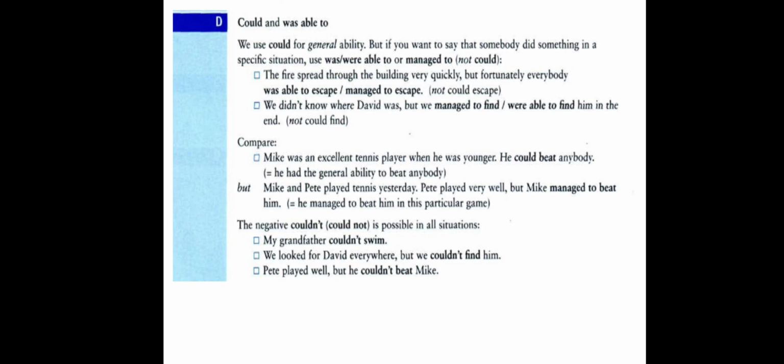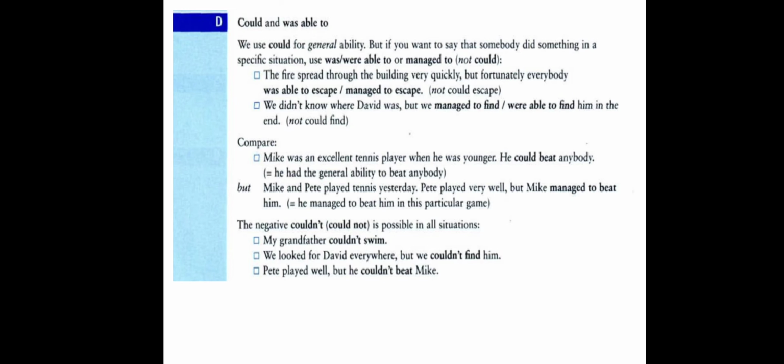The next example, we didn't know where David was, but we managed to find him in the end. Or, but we were able to find him in the end. So we were looking for David. This is a specific situation as well. So to express ability, we use managed to plus the base form, or were or was able to plus the base form.